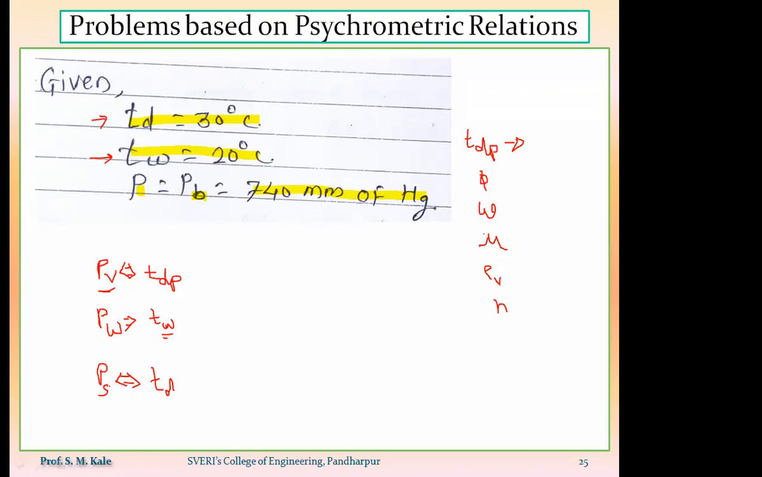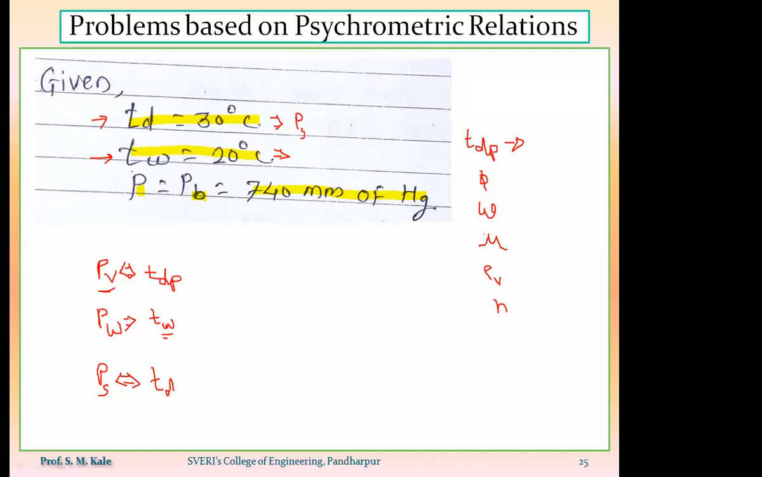Or if you know the value of PS, the corresponding value of temperature will be called the dry bulb temperature. Now here they have given two values of temperature. First one is dry bulb temperature, second one is wet bulb temperature. So by using the steam table, the corresponding saturation pressure corresponding to dry bulb temperature will be called PS. Here we will get the value of PS with the help of the steam table.